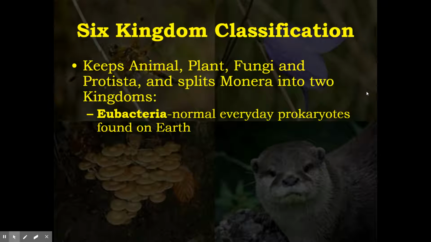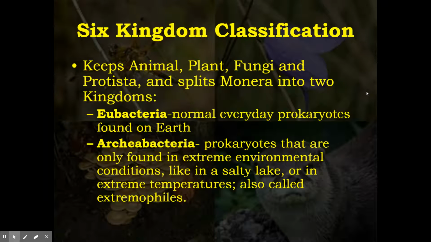The first one is called Eubacteria, and this is normal everyday prokaryotes found on Earth. For example, it's going to be your normal bacteria that you get, like the strep bacteria or the staph bacteria, or things like that we're going to have contact with. These are just normal everyday bacteria kind of things.